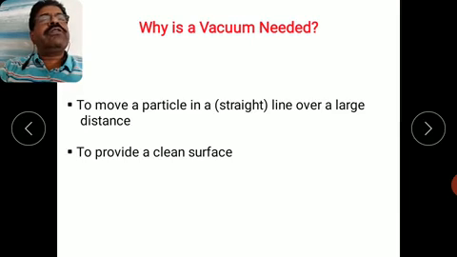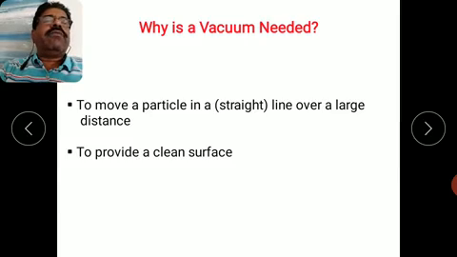Similar is the case in the cathode ray tube or in the scanning electron microscope also. The electrons coming from the electron gun are focused onto the sample whose surface you are going to observe. So it must be focused, and for that we need to create a vacuum.